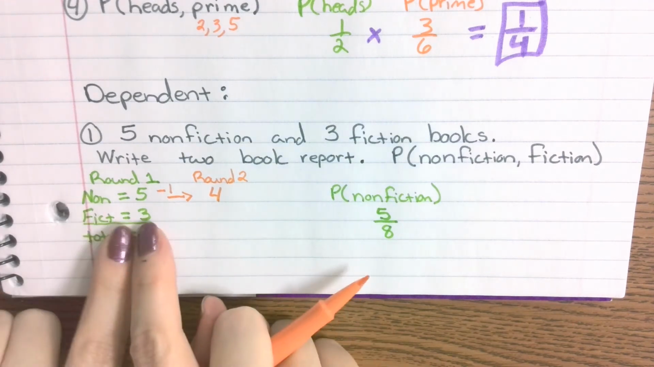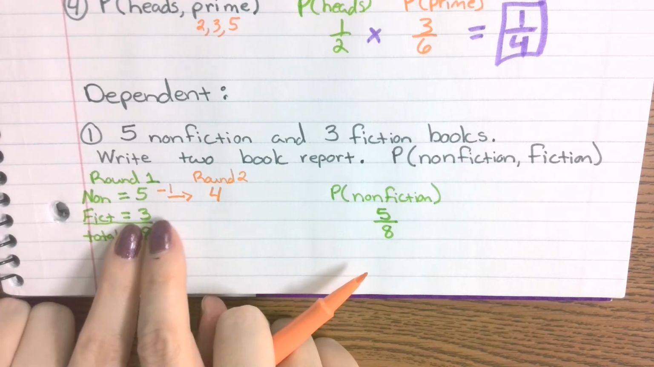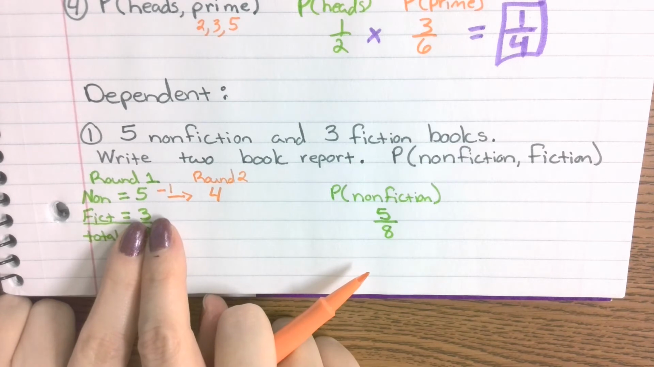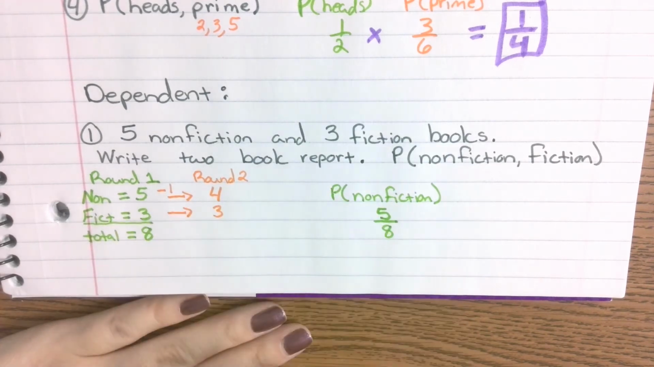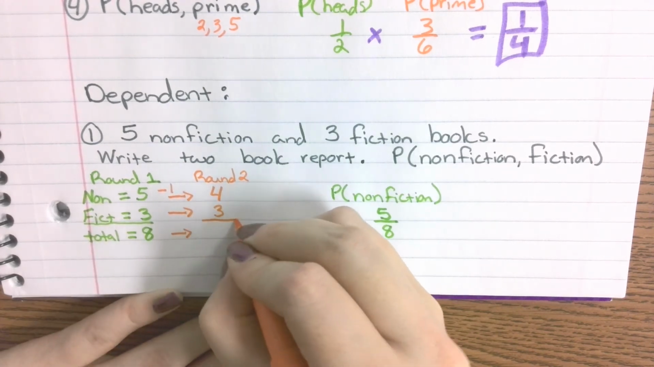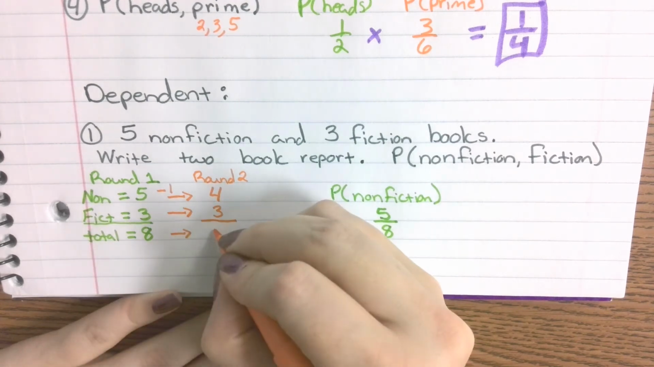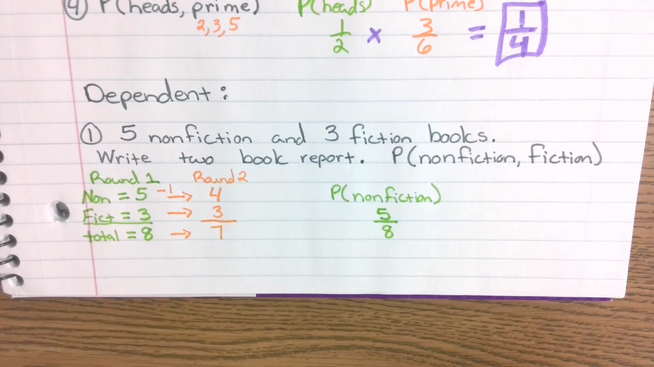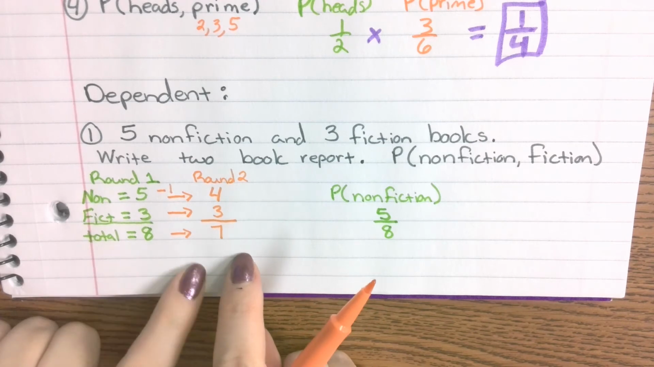Do I have to do the same thing for fiction? No, because I haven't read a fiction book yet. I haven't done anything here yet. So that's going to still stay a 3. But what happens to my total? My total has gotten smaller too. It got smaller by 1. It's now a 7. Because you took something away, your total is always going to keep decreasing by 1.